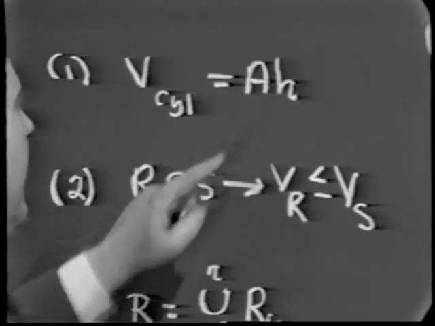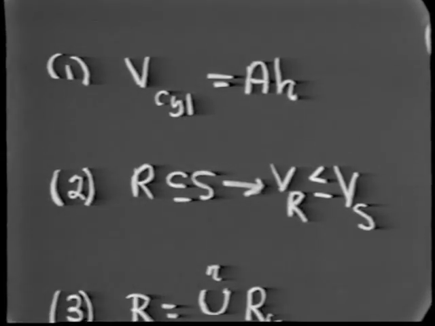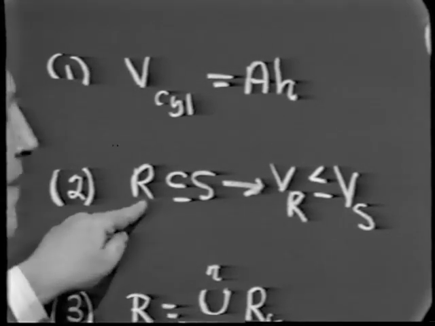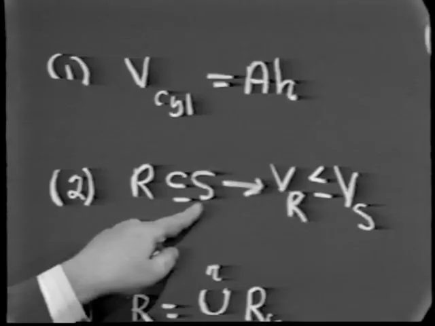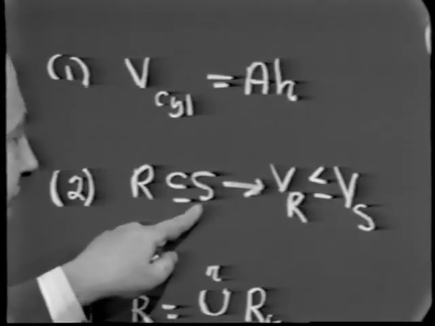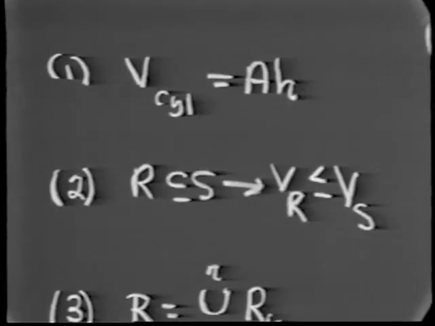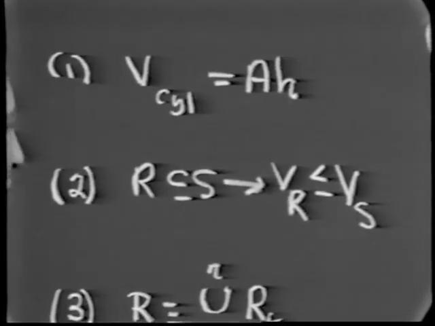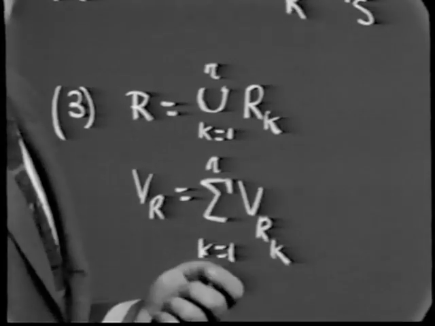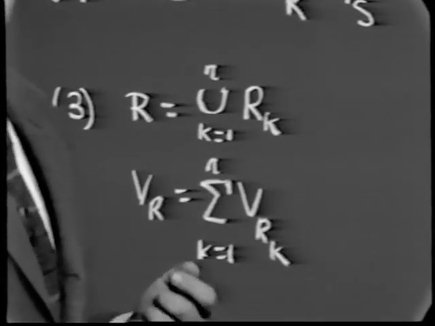Okay? The next assumption says if we think of volume as meaning the amount of space only in three dimensions, whereas area means the amount of space in two dimensions, our next assumption is that if the three-dimensional region R is contained in the three-dimensional region S, then the volume of R is less than or equal to the volume of S. And finally, we assume an analogous result about the area of the whole equals the sum of the areas of the parts.